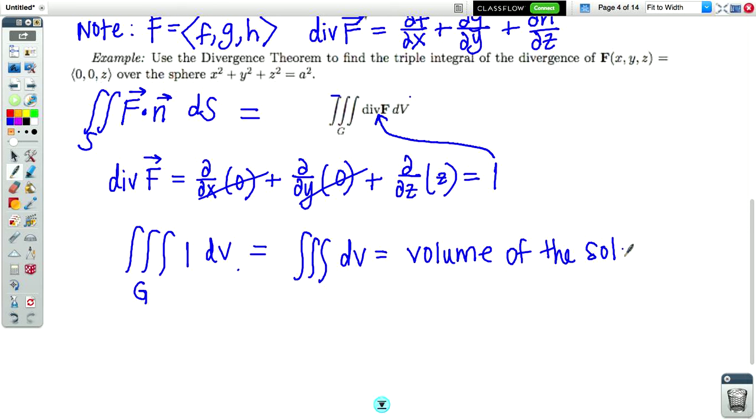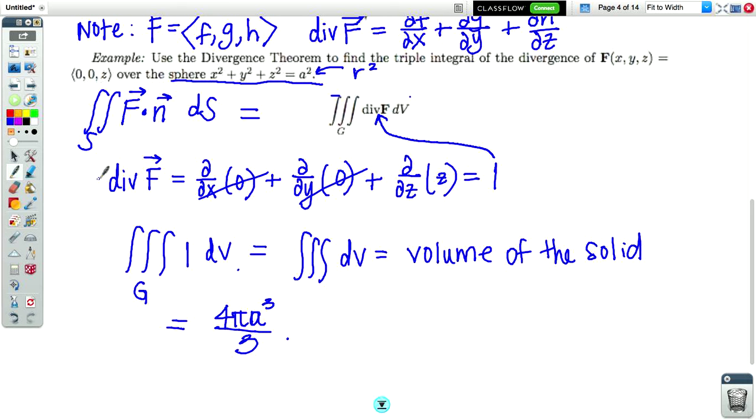In this case, the solid that I'm talking about is the sphere x squared plus y squared plus z squared equals a squared. So the radius of the sphere is, in this case, a, and then the radius squared is a squared. So the formula for the volume of a sphere is 4 pi r cubed over 3, so in this case 4 pi a cubed over 3, and we didn't even have to do any computation.